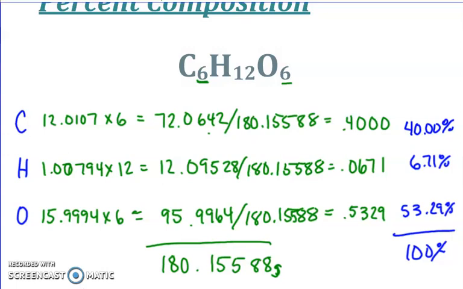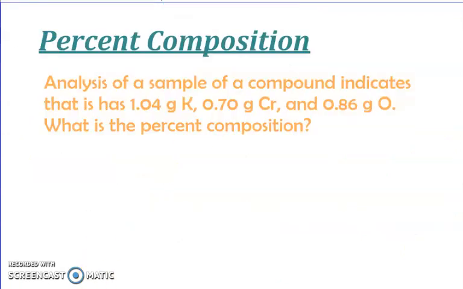Let's look at one that's a little bit different than this, where it's not a formula, where they give you some actual grams of different things. We have an analysis of a sample that indicates that it's got 1.4 grams of potassium, 0.7 grams of chromium and 0.86 grams of oxygen. What is the percent composition?